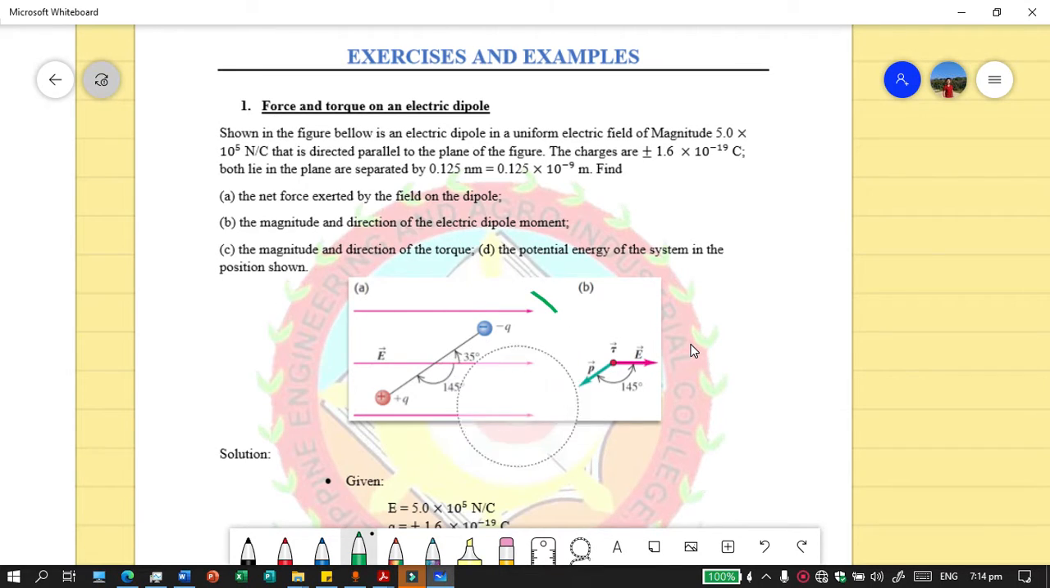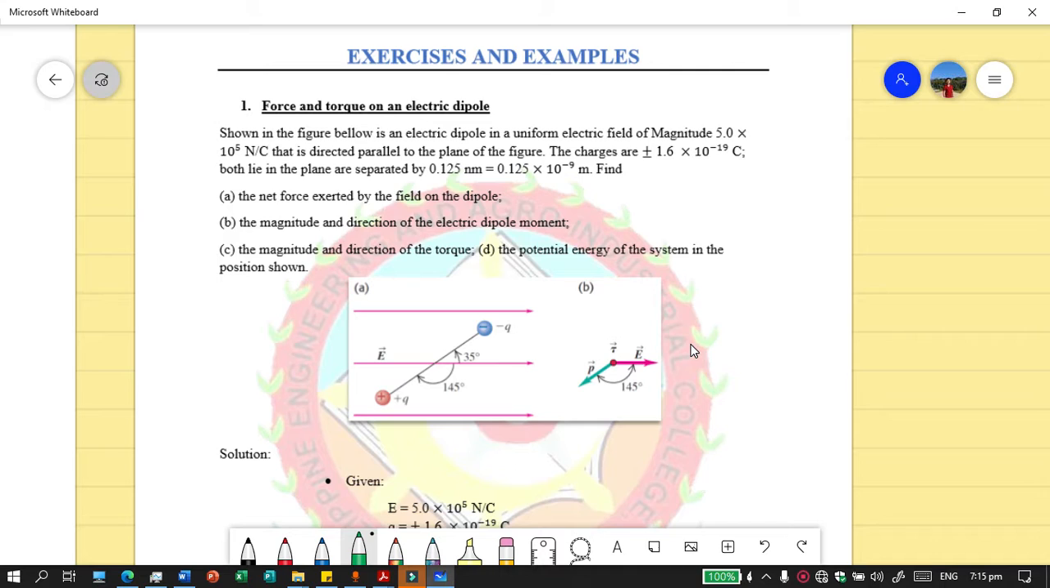Now, in letter B, what is shown here is the free body diagram. It shows us the direction of the electric field, our torque, and our dipole moment. It also shows that our rotation is going to follow the direction from negative to positive. So the angle that we will adopt here is the 145 degrees. And basically, the dipole points from negative to positive.